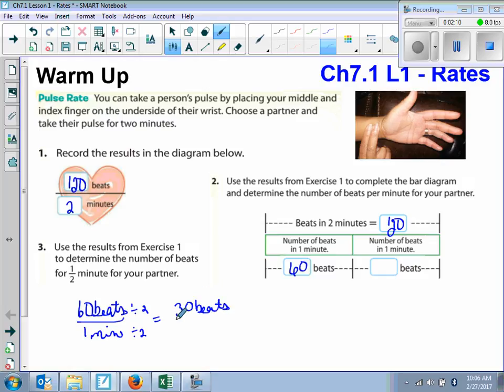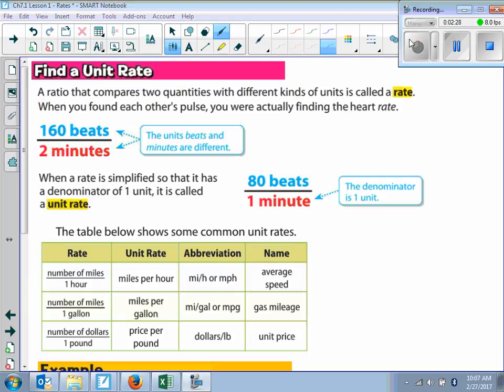we're going to write, well, using this calculation, it would be 0.5 minutes, right? Half a minute, which we all know that half a minute is 30 seconds. Very good. So we could also rewrite this as 30 beats in 30 seconds. All right, so here we're going to find a unit rate.